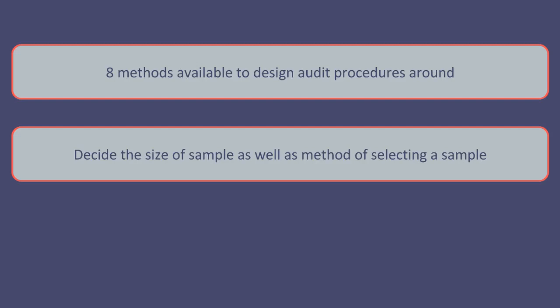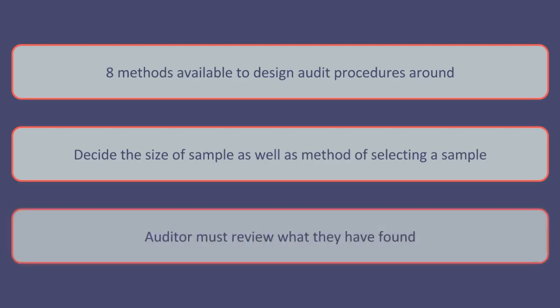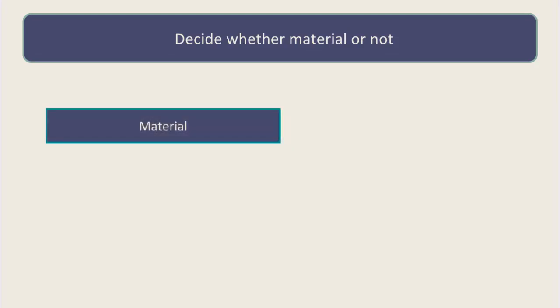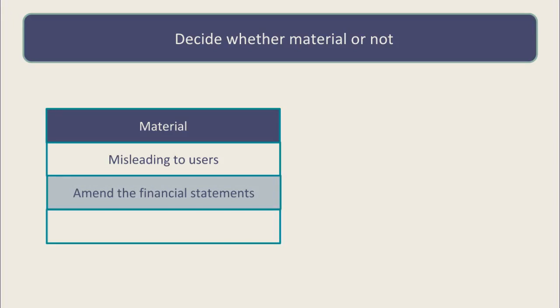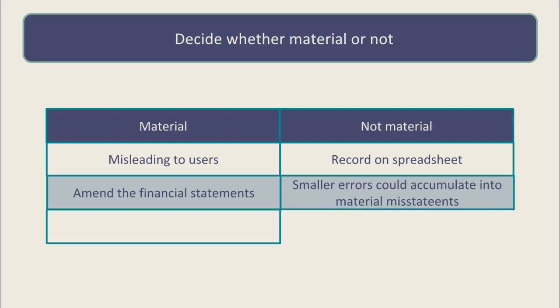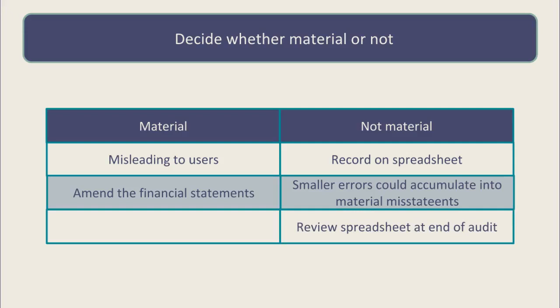Once the evidence has been gathered and the audit procedures performed, the auditor must then review what they have found. If, for example, misstatements have been found, they must decide whether these are material or not. If material, they could be misleading to the users of the accounts if they remain. The auditors therefore ask the client to amend the financial statements. If not material, they must record them on a spreadsheet, often called the summary of unadjusted errors. All of these smaller errors collected could accumulate into a material misstatement, and so the spreadsheet can be reviewed at the end of the audit for evidence of this.